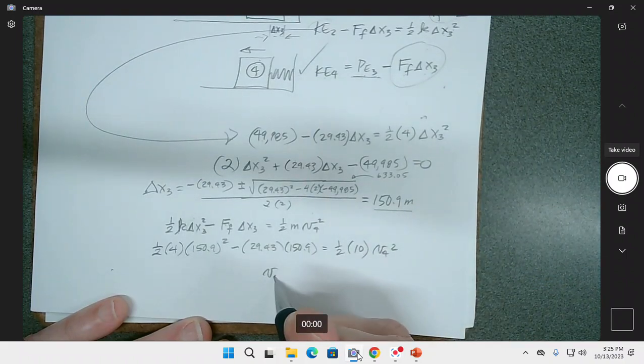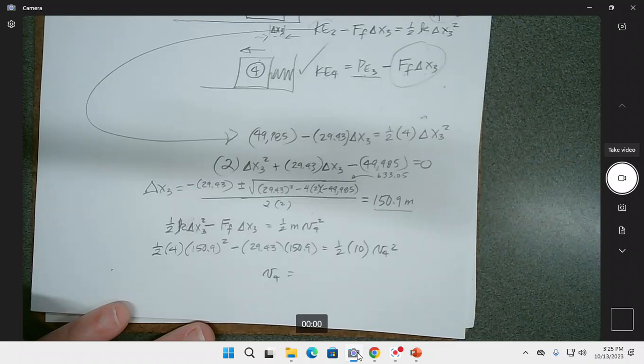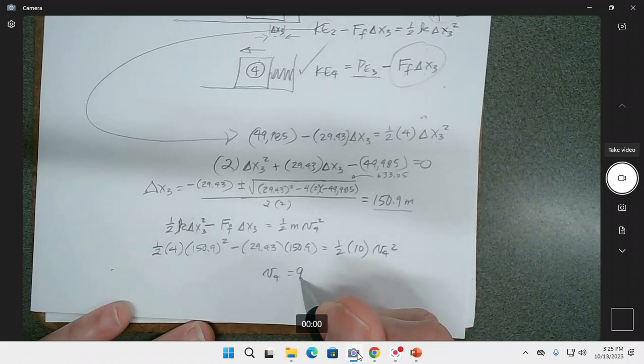So you have V4 is going to be equal to, let's see, you're going to do that twice. Square it times 2, boom. Flip it and multiply it by 29.43. Boom. Subtract it out and divide it by 5. Divide by 5. And then square root it. And so we have 90.67 meters per second.